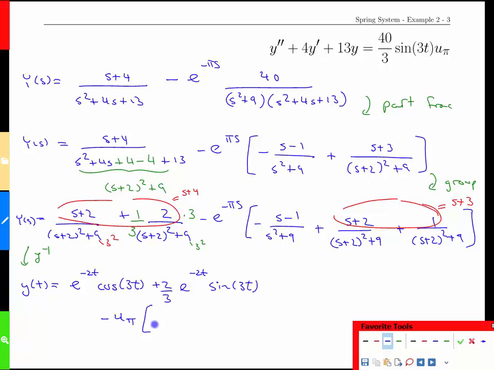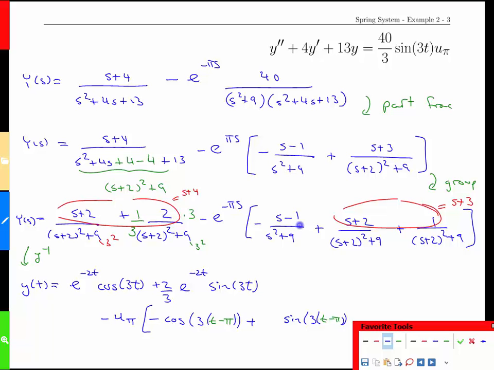Then working inwards, we have a negative s over s squared plus 9. That's a pure cosine. However, we always have to do this shift. It's the second effect of having this exponential s. We get a step function and we get a shifting. And the same thing is going to happen with the sine function. It'll be 3t minus pi.